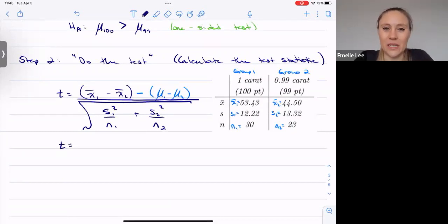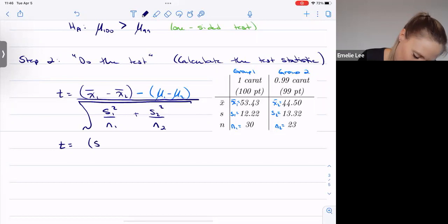I always say plug and chug, but that'd be a really fun theme for a math party, right? So I used to have math parties, a lot of them, and they were really fun. So now you can too, stats parties.